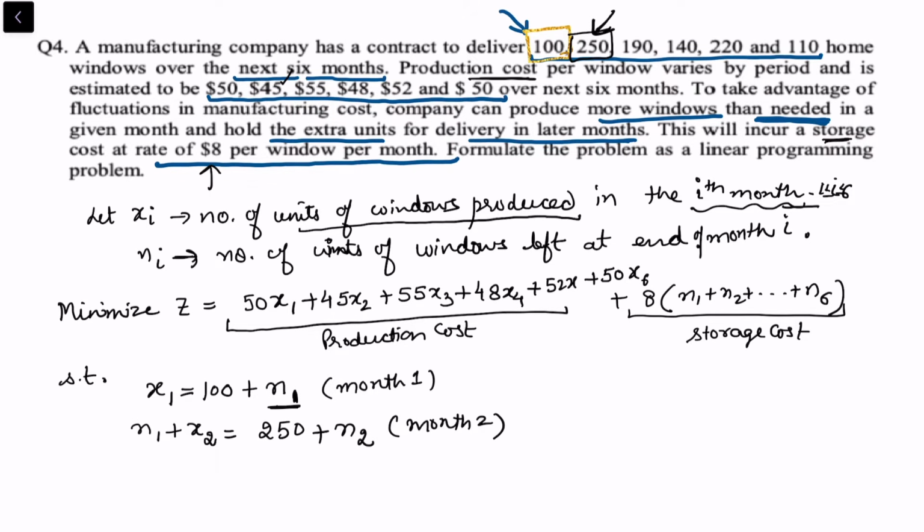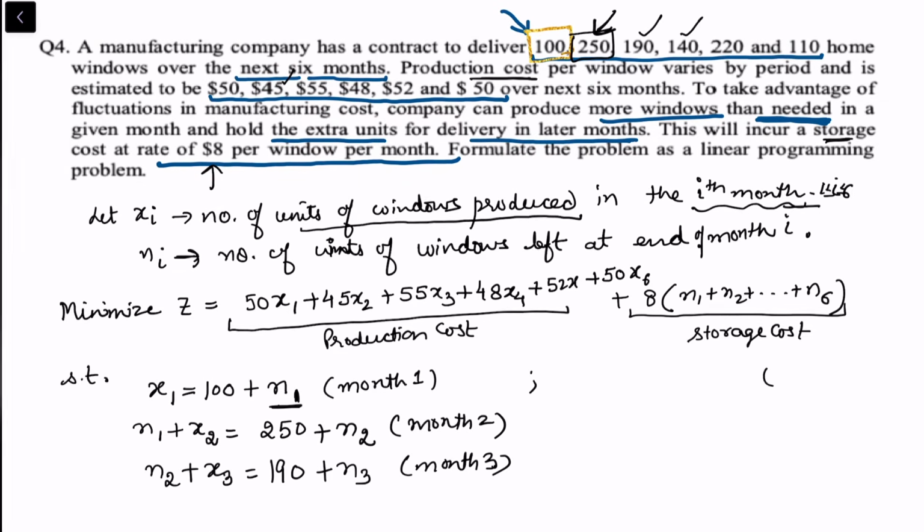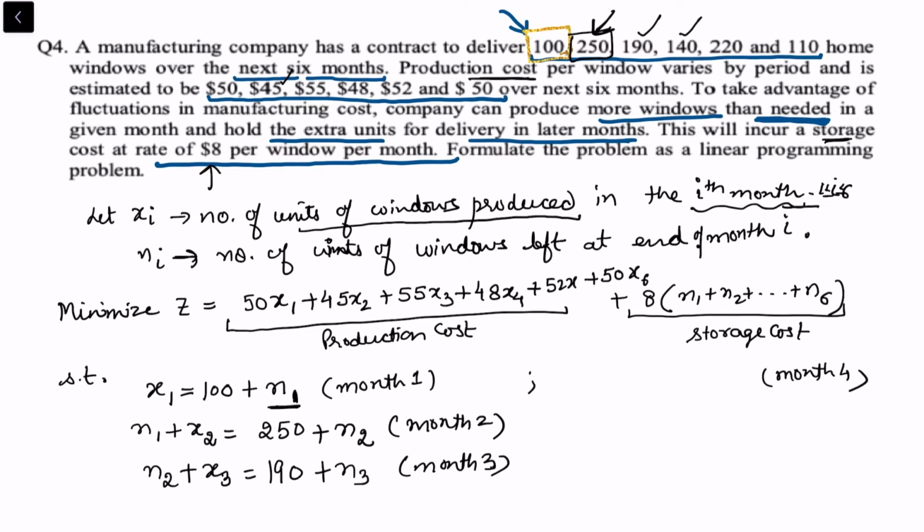Now similarly, if I look at the third month, we first see which windows are coming from month 2, that is N2, plus the new windows that we are forming in this month 3, that is X3. This should be 190, so we will write 190. If the total is 190, this N3 is 0; otherwise, if there is any remaining number of windows, we will carry it forward to the next month, N3. And now for month 4, we can see again on the same lines.